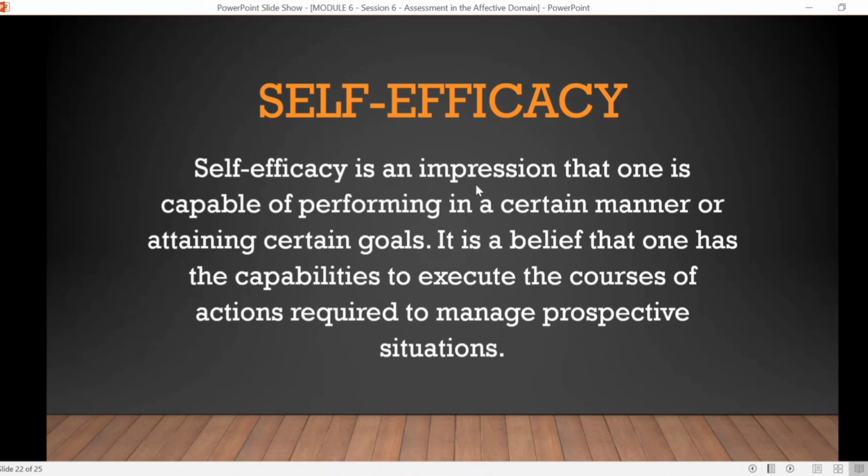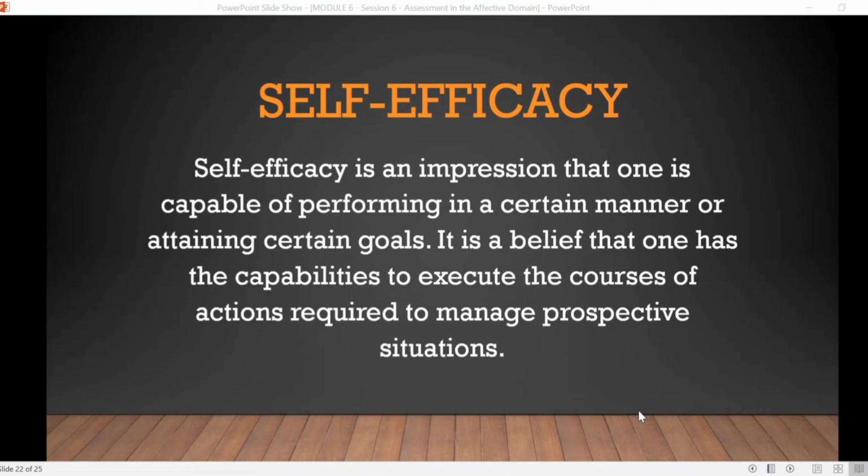So when saying self-efficacy, it is an impression that one is capable of performing in a certain manner or attaining certain goals. Example, may binigay na activity sa'yo. Pag ang self-efficacy mo ay napakataas, naniniwala ka na kaya mo. Hindi naman ito yung sobra-sobrang confidence. Iba na yung tawag doon. Too much self-efficacy na yun. Like you know you can do it. Pero meron kasing mga activity na pag binigay sa'yo, alam mo na hindi mo alam gawin, kinakabahan ka na. Low self-efficacy yun.